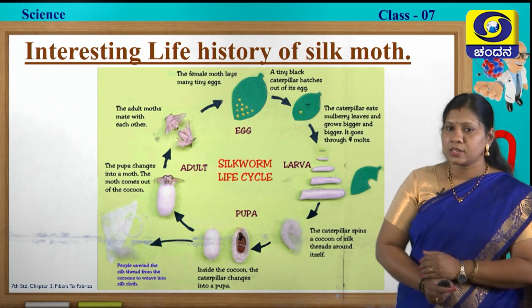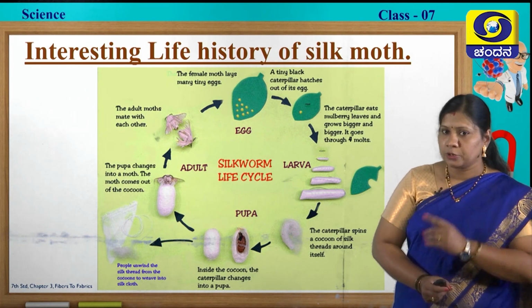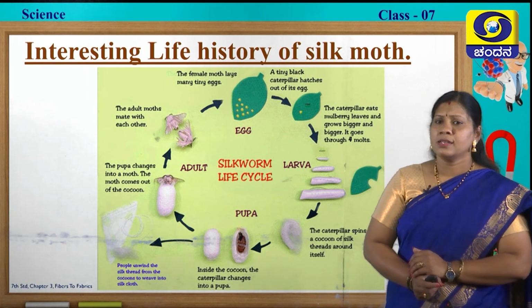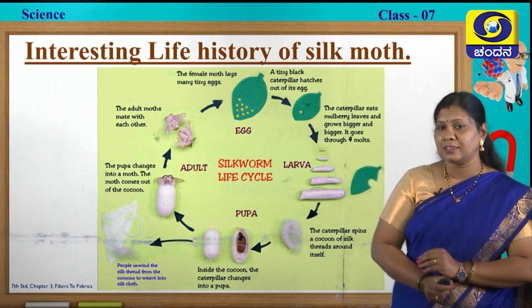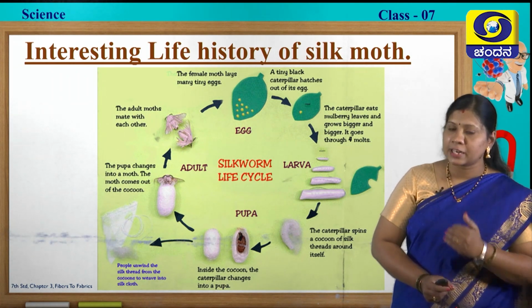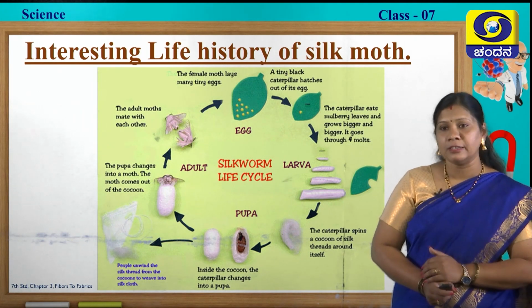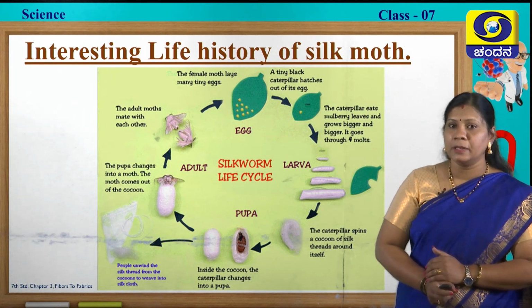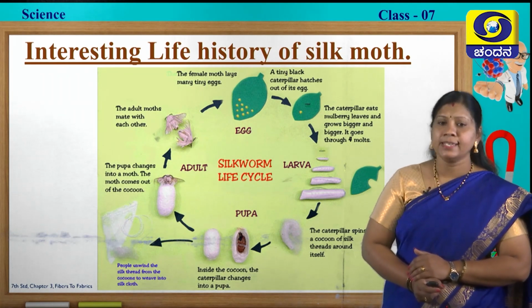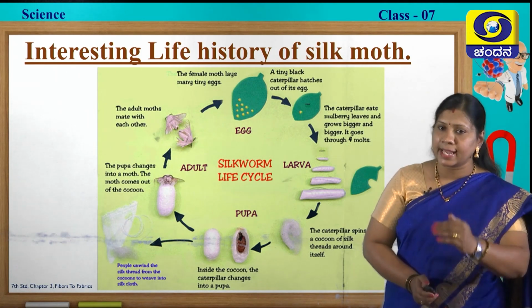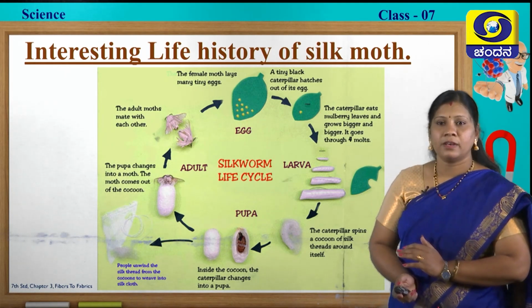The pupa changes into a moth, and the moth comes out of the cocoon. You can see in the 7th stage how nicely the moth is coming out of the cocoon. Yes, after removing the silk thread from the cocoon, the pupa will come out of the cocoon. The adult moths mate with each other. So next it will enter its mating stage. Exactly the same cycle will repeat. This is the interesting life history of our silk moth.